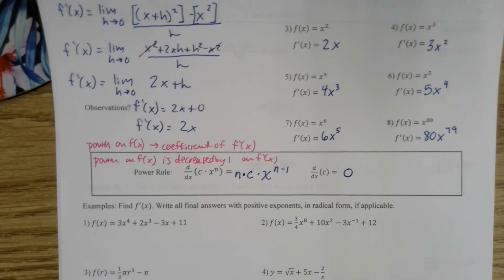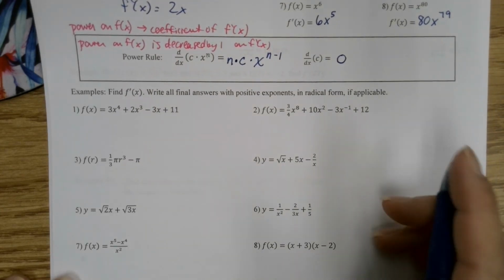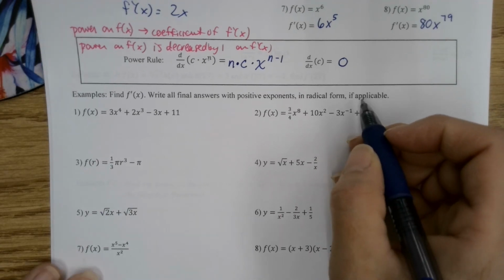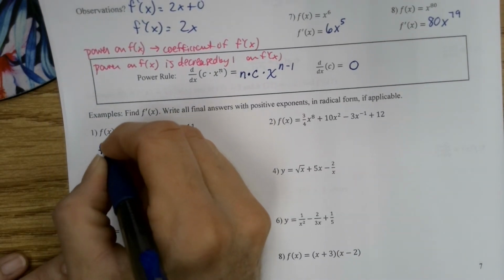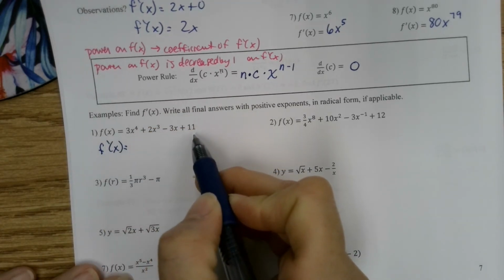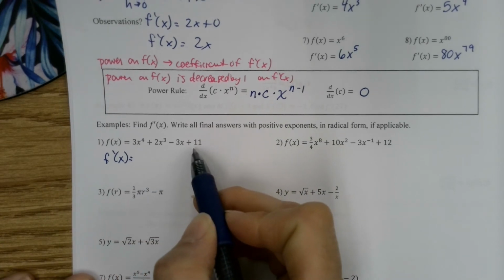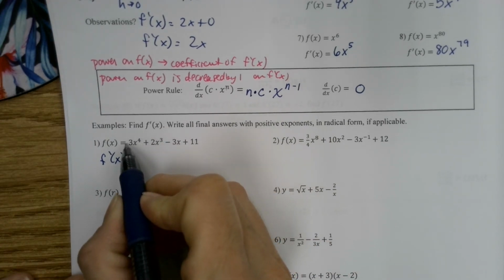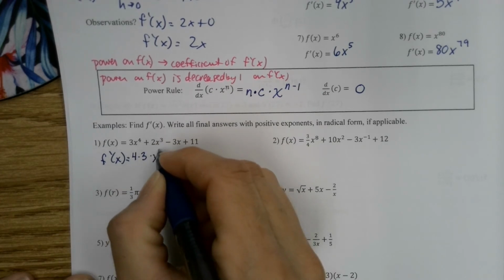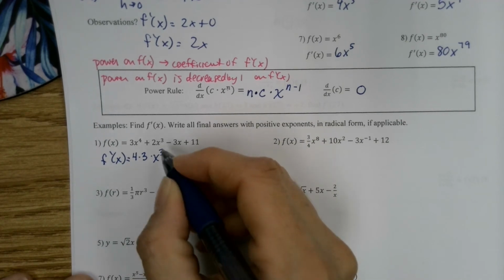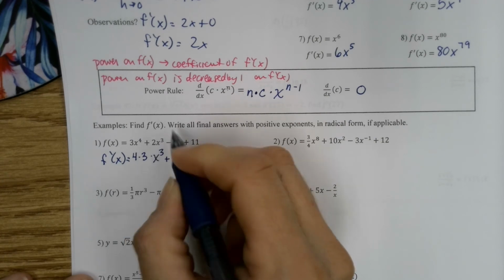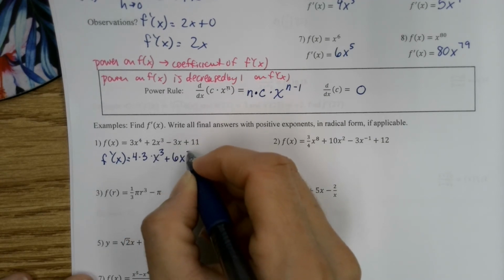All right, let's look at some examples. Now, the directions state, find f prime of x, write all final answers with positive exponents and in radical form if applicable. All right, so for example number 1, we're finding our derivative. And this is just a series of individual terms. So we're going to apply that power rule to each individual term. So I'm going to pull my 4 out to the front. So you'd have 4 times that coefficient of 3, and then my power drops down to an x cubed. My 3 comes out to the front. If you guys are okay with this, I'm just going to take this shortcut. I'm just going to multiply 3 times 2, which gives me 6. My power drops down to an x squared.